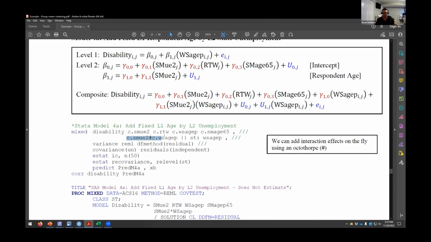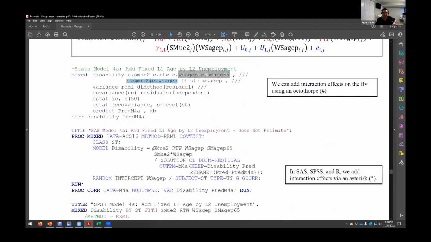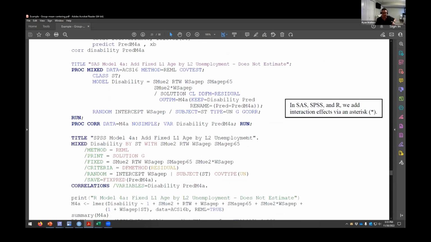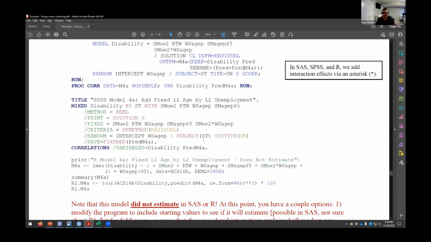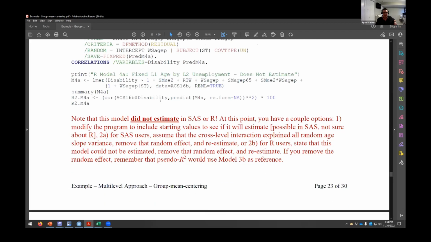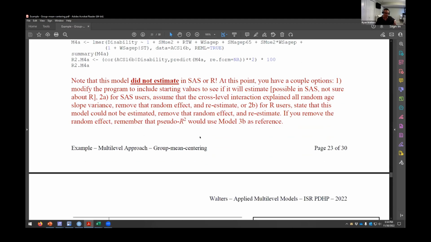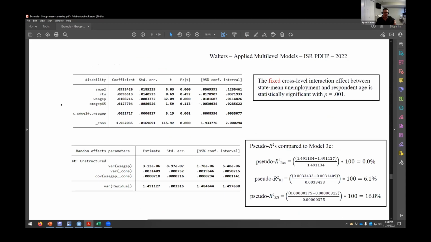Again, we add interactions with a hashtag in Stata and asterisks in SAS, SPSS, and lmer. Sorry, R, lmer package in R. The models, again, didn't estimate in SAS or R. We already knew that from what we had seen in the grand mean centering example. It did estimate in Stata and SPSS, though. So our fixed cross-level interaction effect is statistically significant.